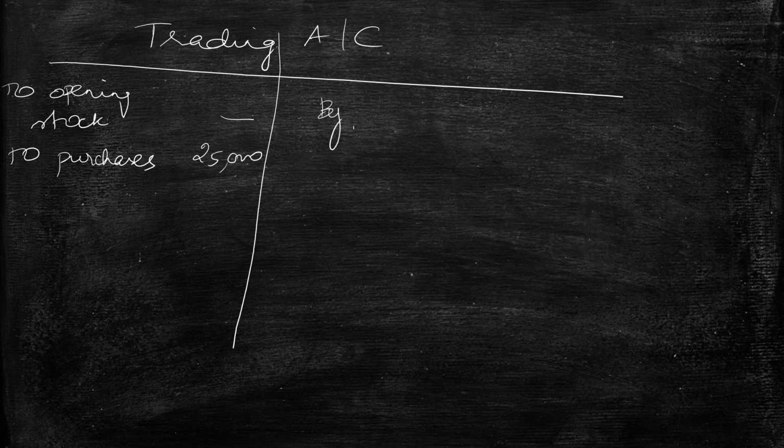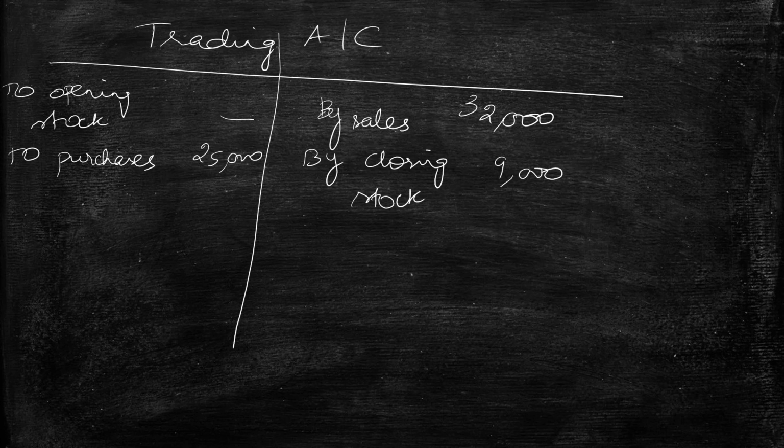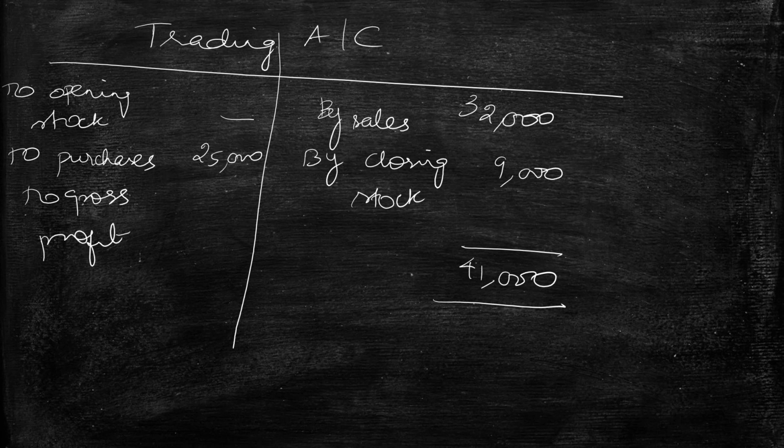Next, we are going to enter the credit side. So we are going to enter the sales amount, which is 32,000. Next, we are going to enter the closing stock, which is given in the adjustment, which is 9,000. The total is 41,000. So what will be the gross profit? Your initial profit, 41,000 minus 25,000, which will be 16,000. So this is the gross profit.